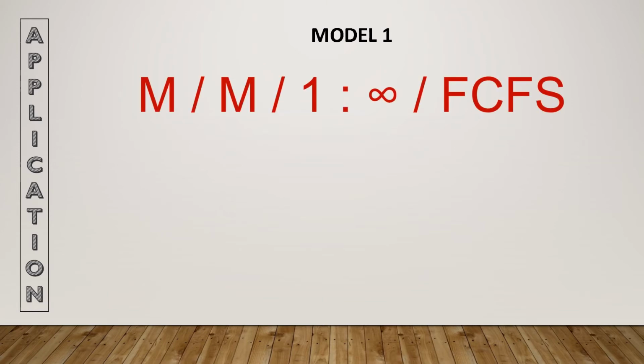Now, let's go to the application. I hope you learned something from the models and the formulas. In this application, we are going to use model 1, which is M/M/1. The first M stands for the arrival time that follows a Poisson distribution. Then the next M pertains to the service time that follows an exponential distribution, and we have a single server model, with a system capacity that is infinite, and the queue discipline is first come, first served basis.